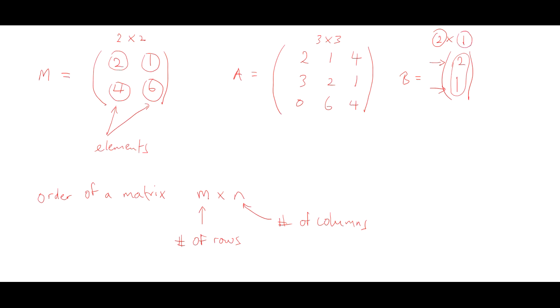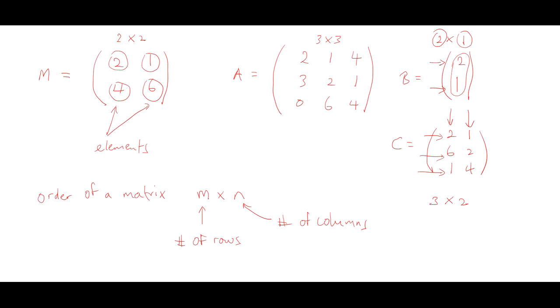Let's say I have another matrix and I represent it as, let's say, 2, 1, 6, 2, 1, 4. What is the order of this matrix? If we look at it, how many rows do we have? This is the first row, this is the second row, and this is the third row. So it's a 3 by, and how many columns do we have? 1, 2 columns. So the order is 3 by 2.